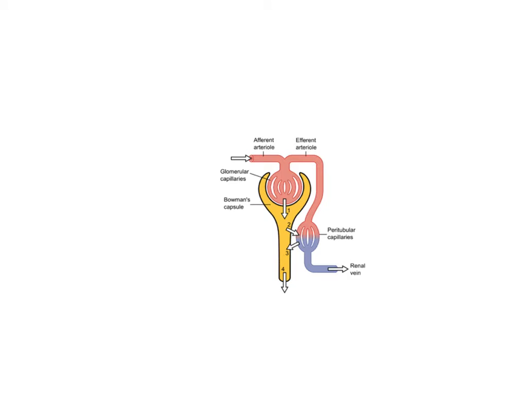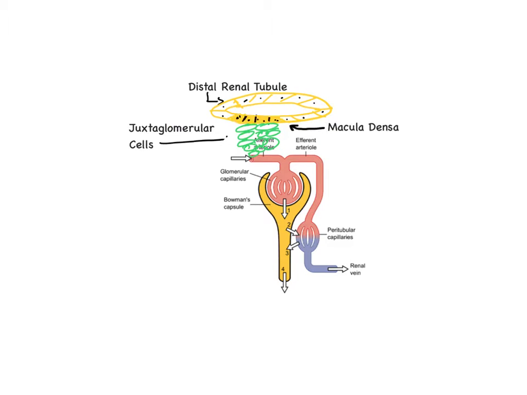Let's start with a figure that you already are familiar with, and we're going to add in two parts. The macula densa within the distal renal tubule and the juxtaglomerular cells, which I will call from now on the JG cells. A key to remember is that this renal tubule is actually part of the same nephron in the diagram that we have here.